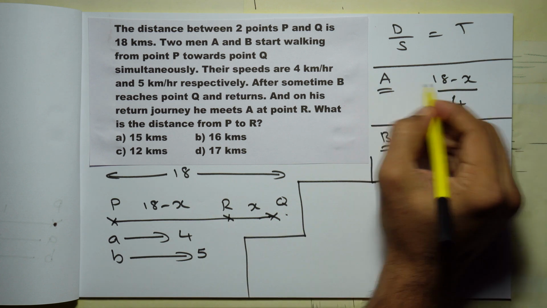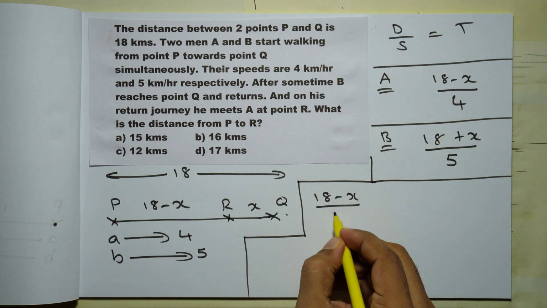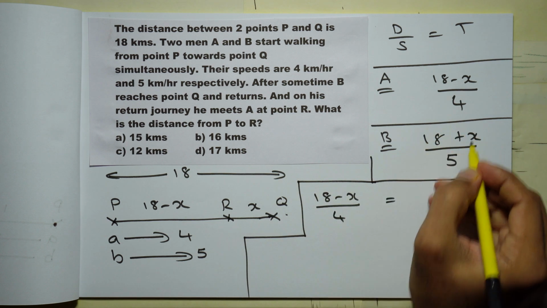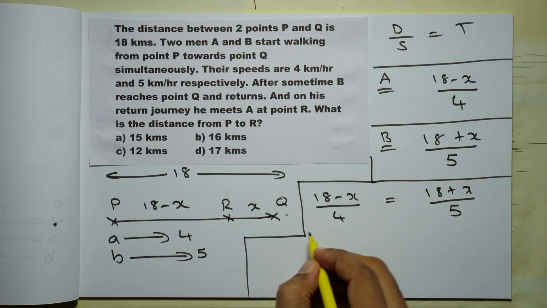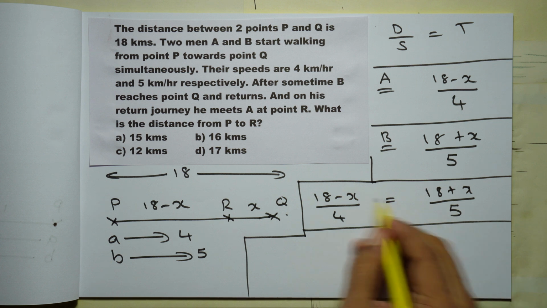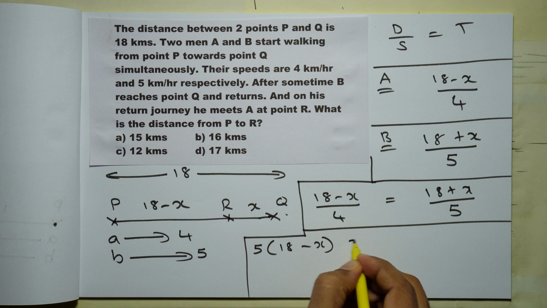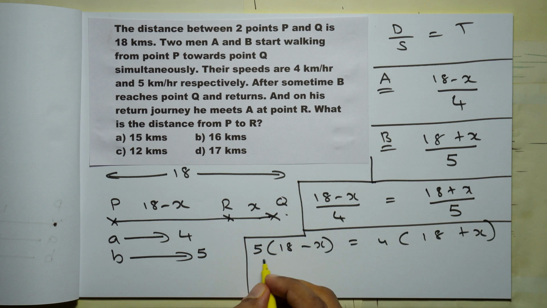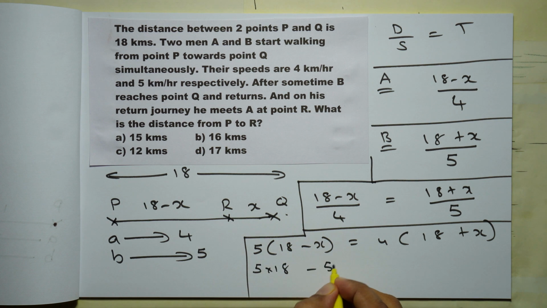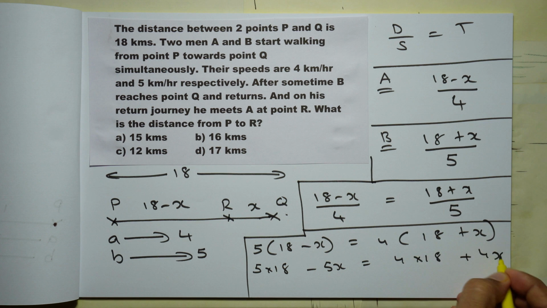So this is the time required by A. Distance is 18 minus x divided by A speed, which is 4. In this much time B will do 18 plus x by B speed, which is 5. So we'll just solve this equation. I'll just cross multiply. So 5 into 18 minus x is equal to 4 into 18 plus x. So 5 into 18 minus 5x is equal to 4 into 18 plus 4x.